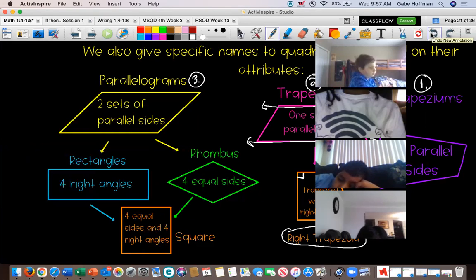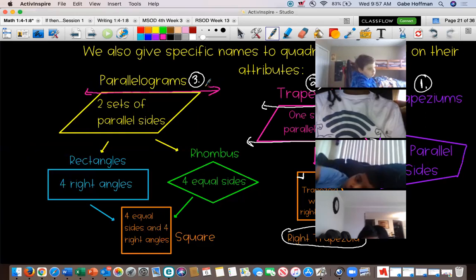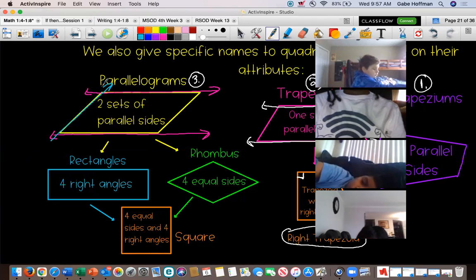2 sets of parallel sides. Very good. So just like a trapezoid has one set, parallelograms, if you look, have 2 sets of parallel sides. So that means there's 1, there's 2. Every parallelogram has 2 sets of parallel sides.